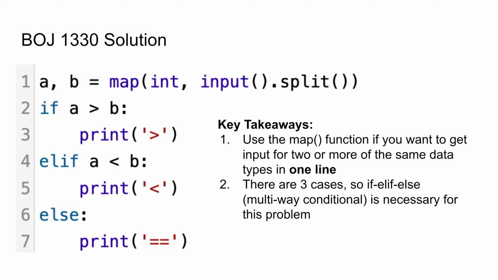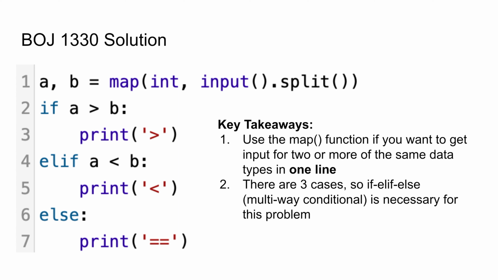In the first line, just like in lecture 2, if you want to get 2 or more integers or other data types in one line, then you use the map function. Remember that map is a function that works as an iterator to return a result after applying a function to every item of a sequence or an iterable. Then we use the if-elif-else statement or multi-way condition to determine what will be printed or outputted.